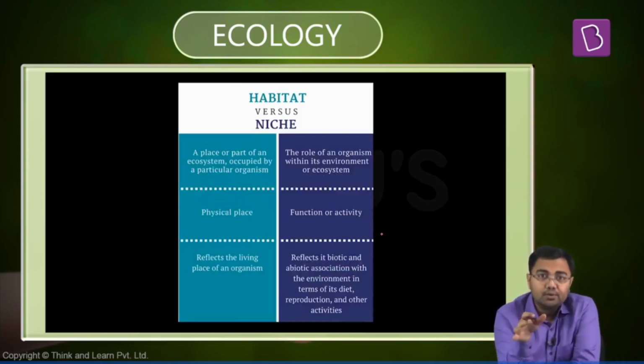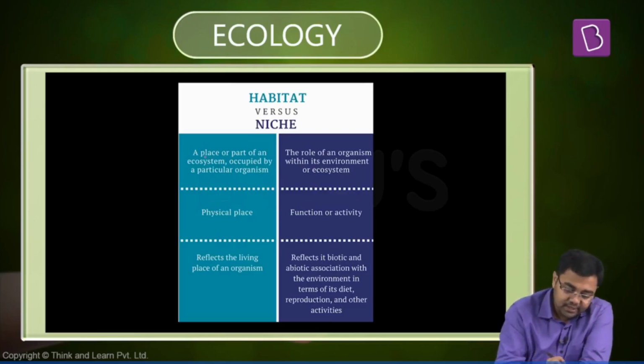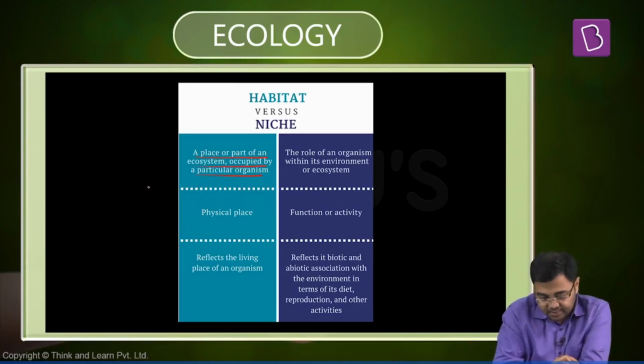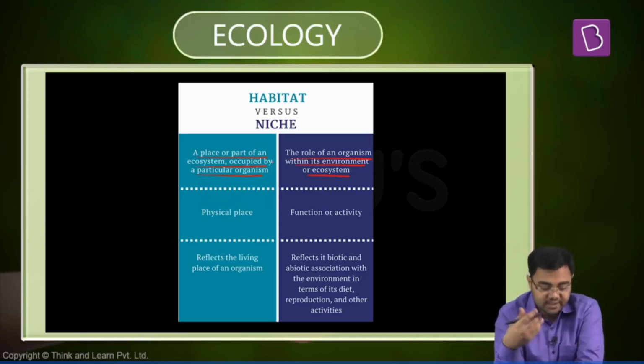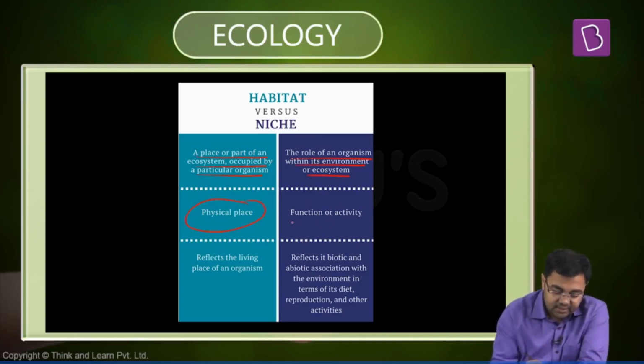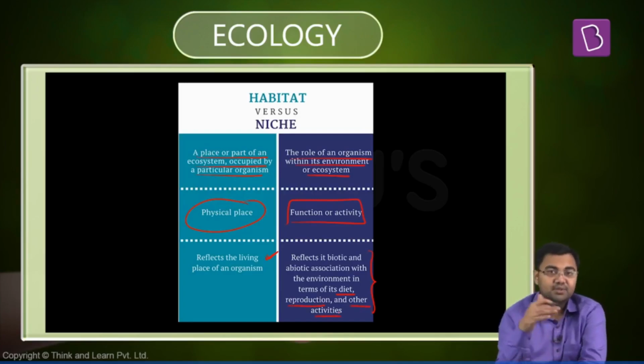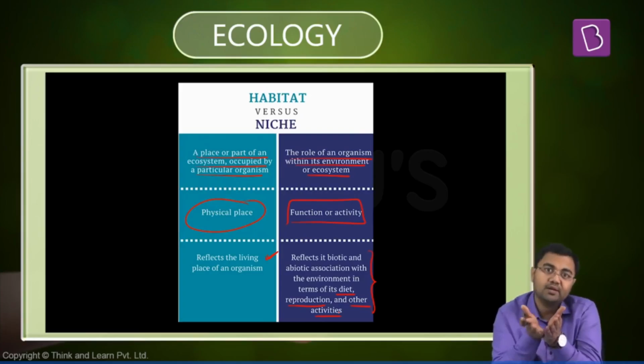So if I have to conclude and summarize the difference between habitat and niche, first of all, understand that habitat is a place or a part of the ecosystem occupied by a particular organism. The role of an organism within its environment or ecosystem will be called its niche. So it is a physical place, and it is the function or activity of the organism. It reflects the living place of an organism, and reflects its biotic and abiotic association with the environment in terms of its diet, reproduction, and other activities. So this is how we can differentiate between habitat and niche.